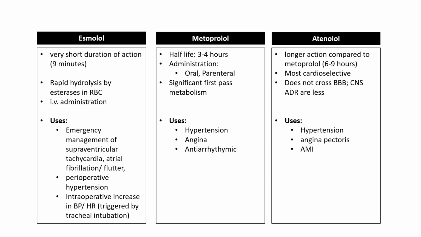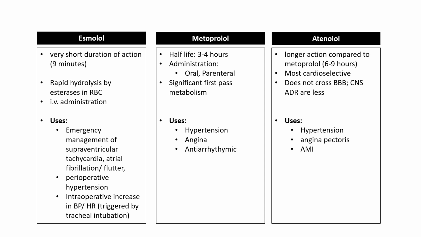When we talk about the mechanism of action of these drugs, it is similar to what we have discussed previously when we talk about propranolol. Mainly, it is associated with the fact that it blocks the beta-1 receptor, especially the beta-1 receptors in the heart. Atenolol has the longest duration of action and it is considered the most cardioselective beta-1 receptor antagonist.